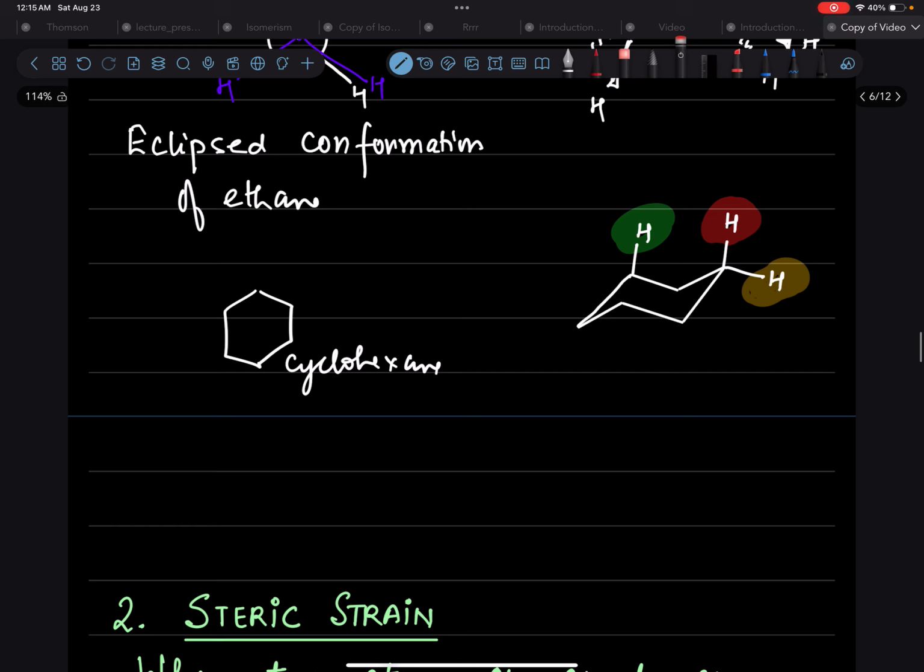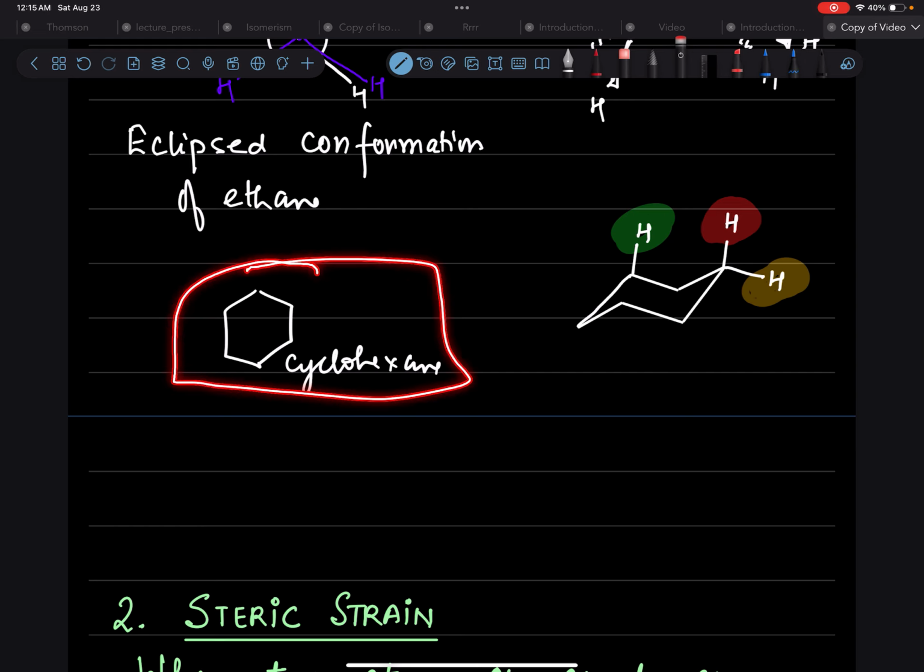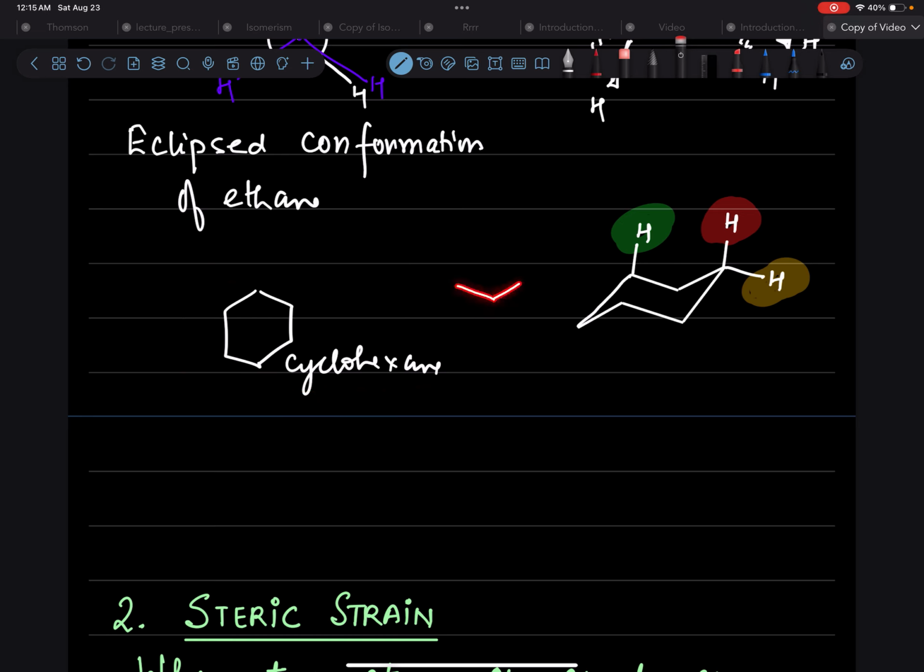So this is the molecule of cyclohexane, having 6 carbons. Most of the time it adopts this conformation, which is called the chair conformation of cyclohexane, which we will discuss in detail. At this point, you can just think of it as if this molecule adopts this type of shape. So 1 2 3 4 5 6, 6 carbons, they adopt this conformation.